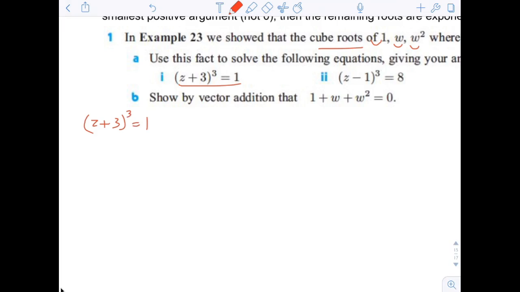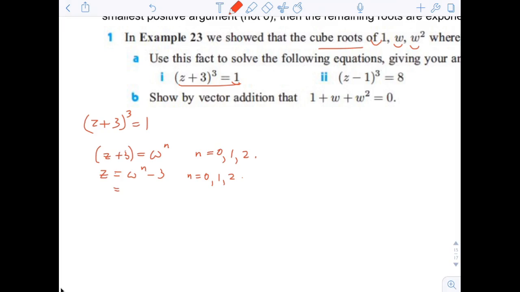And we know that the cube roots, the complex roots of 1, are given by 1, omega, and omega squared. So what we could do is say, okay, z plus 3, which is the cube root of 1, is equal to omega to the n, where n is equal to 0, 1, and 2. So we could actually say that z is equal to omega to the n minus 3, where n equals 0, 1, and 2.